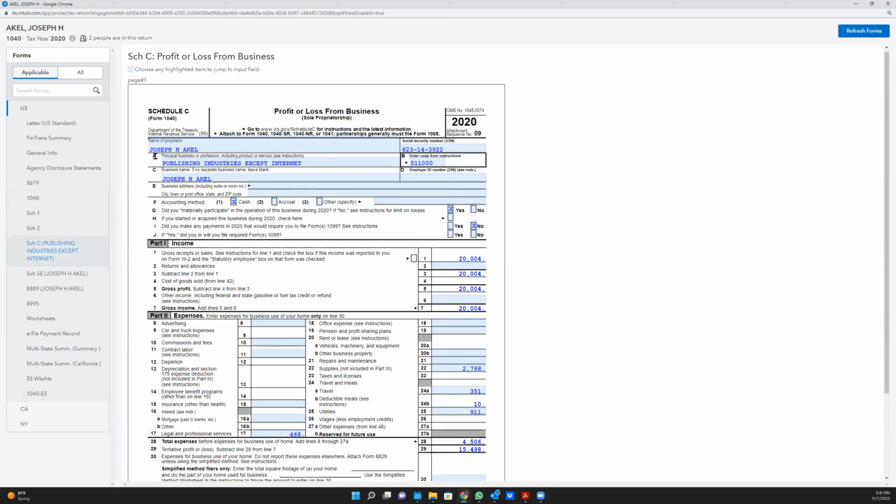But overall, what's important to know, and this is the first thing we usually ask the client: principal business or profession, including product or service. So this is, what does the business actually do? What does the client do for business? Are they a hairdresser? Are they a typist, or a writer, or a singer, or whomever they are? We need to know who they are, or rather what they do. This is where that's going to go. Enter code from instructions.